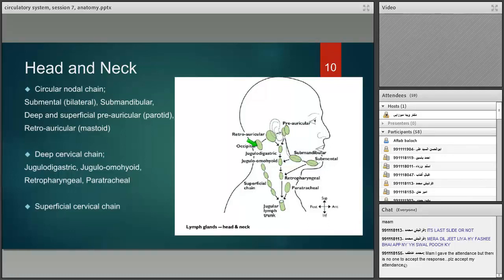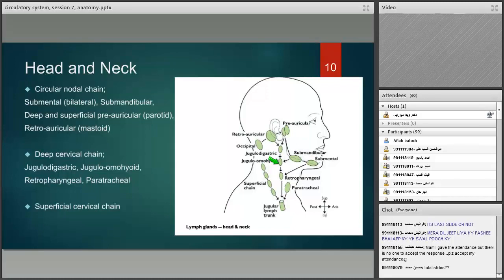They are draining the lymph into other lymphatic vessels. We call them deep cervical chains in the neck. For example, jugulodigastric nodes at the side of the digastric muscle in the upper part of the neck. Then jugulo-omohyoid. Omohyoid is also one of the other muscles in the neck.